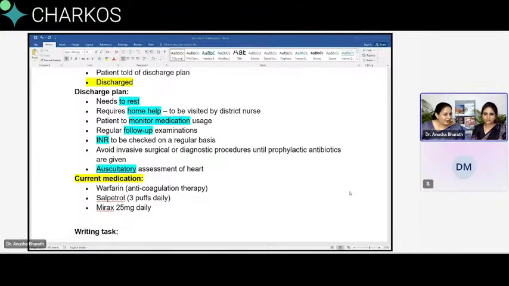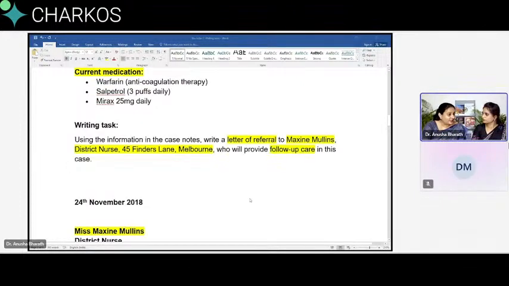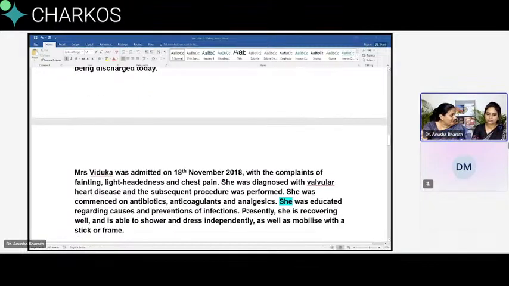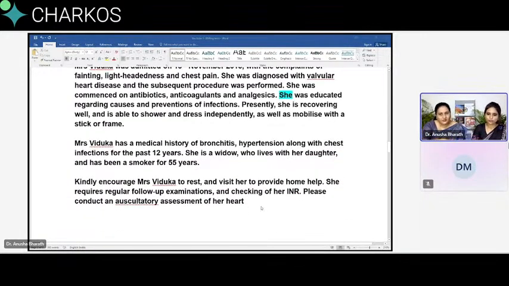I think out of these points, monitoring medication has a special role. Yes, because it includes her current medication of anticoagulant warfarin, salbutamol, and Mirax. So can we write of note, monitor her medication usage, and then we can include the medicines' names. Sure, we'll do that. So here, let me just conclude this. Please conduct an auscultatory assessment of her heart. Full stop. And yeah, there is some. And we should avoid. Yeah.